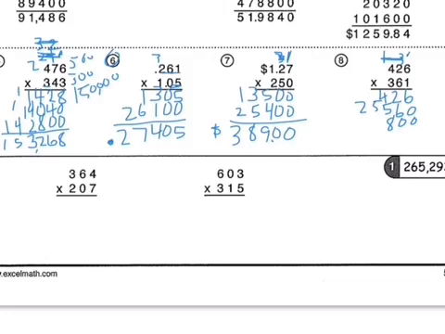Oh, where am I? 2 times 6 is 12, plus 1 is 13. Bring up the 1. 4 times 3 is 12, plus 1 is 13 again. And add them together. Hopefully this is right. 9 plus 8 is 17. 1, 2, that's 8, 9, 5, 1.